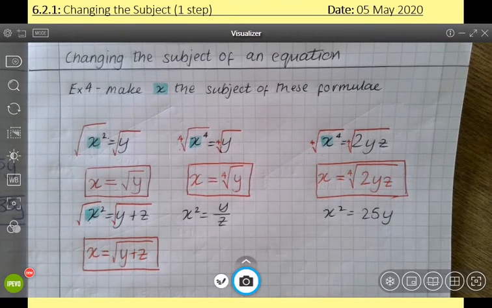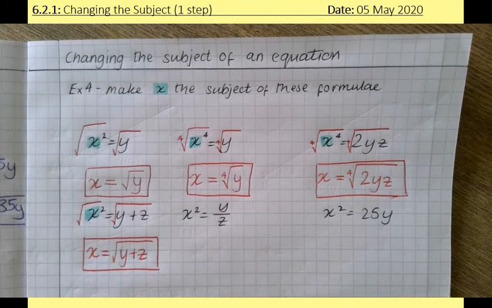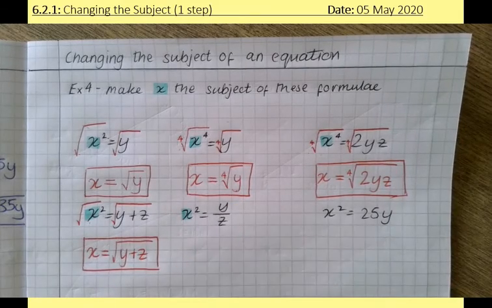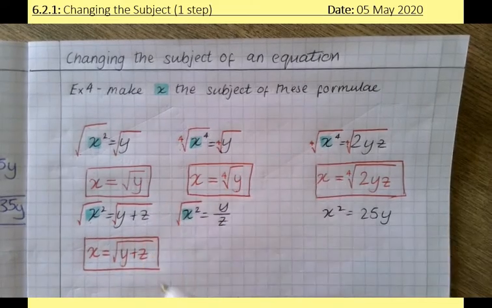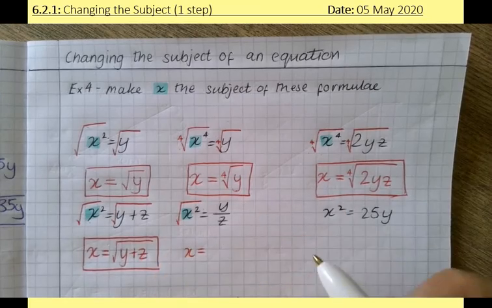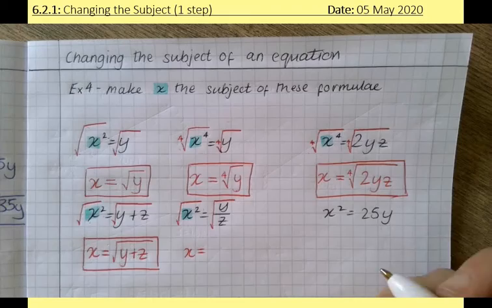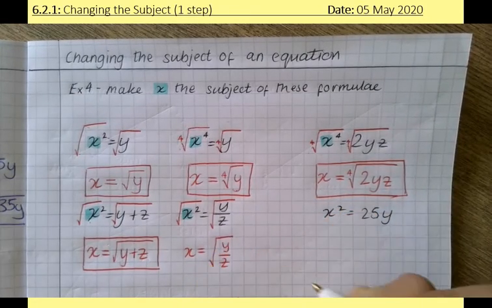Next question. We have x squared equals y over z. And again, we want x to be the subject, just x. x is being squared, so we must square root. Squaring and square rooting cancel each other out and leave us with x. And if we do the square root to the other side of the equation, then we have the square root of y over z as our answer.